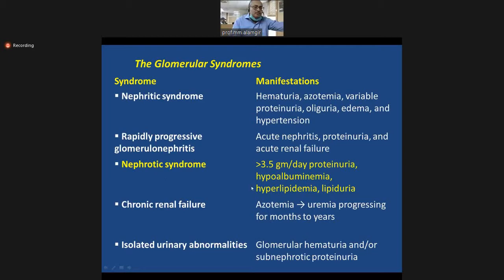So here you can see this is the definition of nephrotic syndrome. By definition, the protein loss within 24 hours would be more than 3.5 grams per day proteinuria. Then we have hypoalbuminemia that you have seen in the scenario. Then we have hyperlipidemia and lipiduria, which again you saw in the previous scenario. So by definition, nephrotic syndrome is characterized by protein loss of 3.5 grams per day, hypoalbuminemia, hyperlipidemia, and lipiduria.